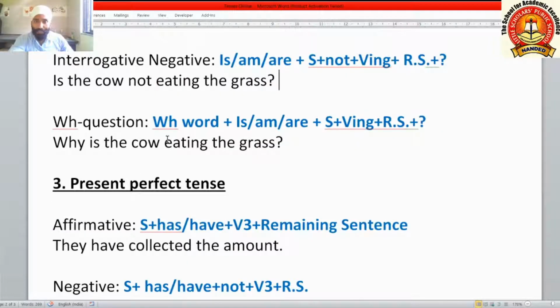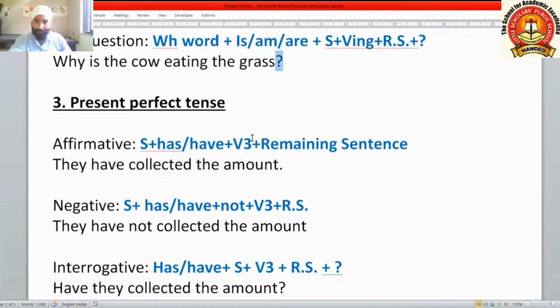Let us see the WH type. WH word plus is plus subject plus verb-ing plus remaining sentence plus question mark. What is important in WH questions is that after the WH word we always use the helping verb. After the WH word, the helping verb comes. So the same thing we have done here. Why is the cow eating the grass? Why? Thereafter, "is" we have used here because the subject is given here and the subject is single. This is why we have used "is" here. Is, eating (verb-ing), plus the object plus question mark.